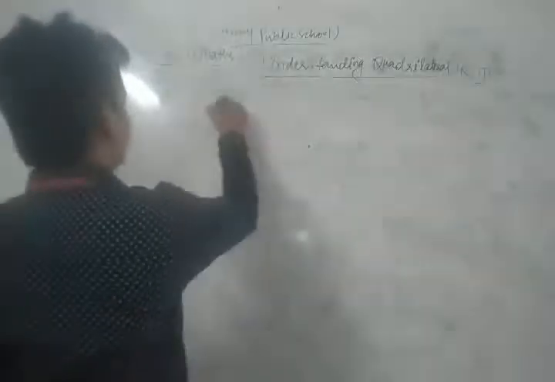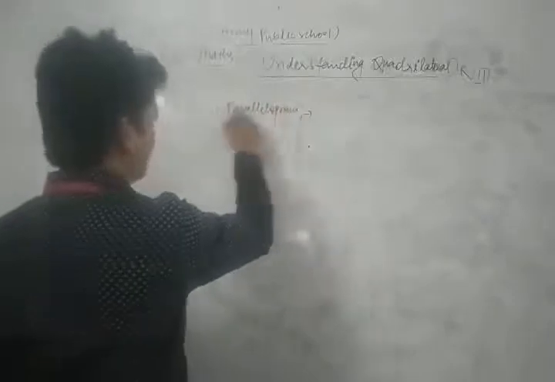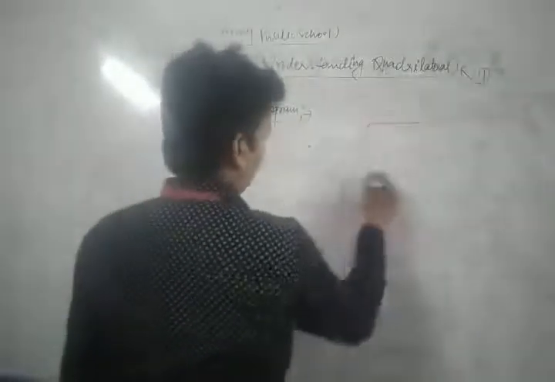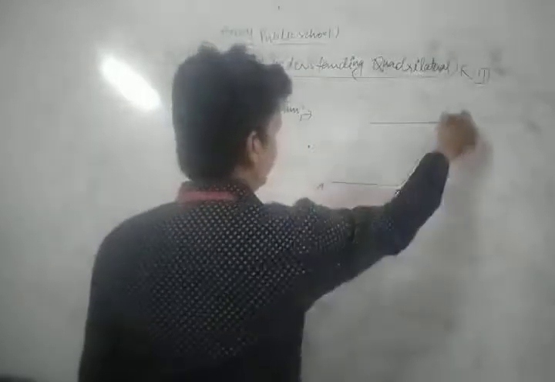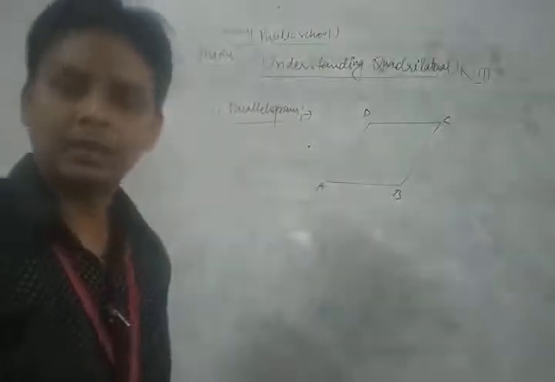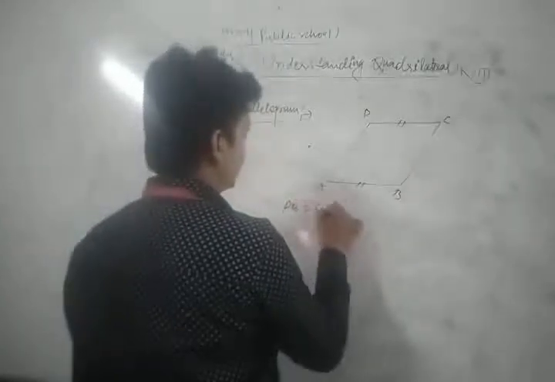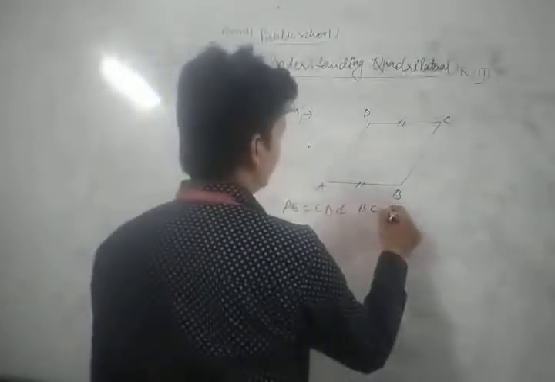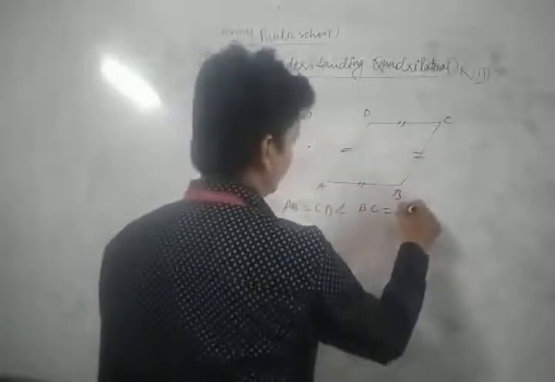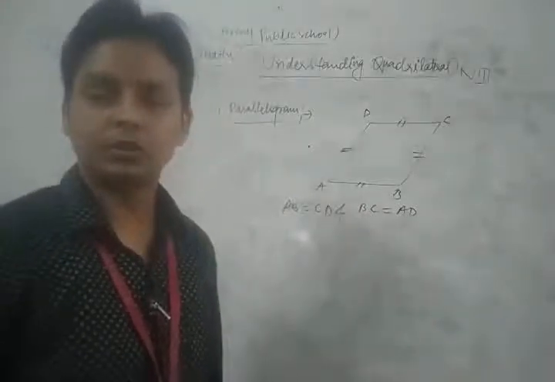Now, we are going to discuss some important properties related to parallelogram. You know that a parallelogram is a special type of quadrilateral ABCD in which opposite sides are parallel and equal to each other. Opposite sides are parallel and equal means AB is equal to CD as well as BC is equal to AD.